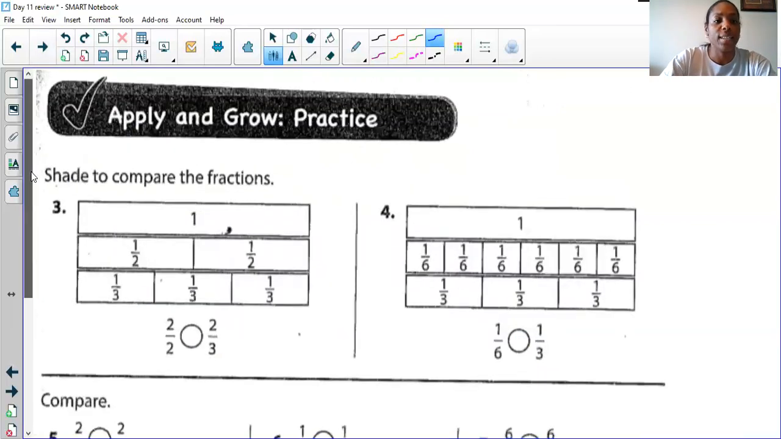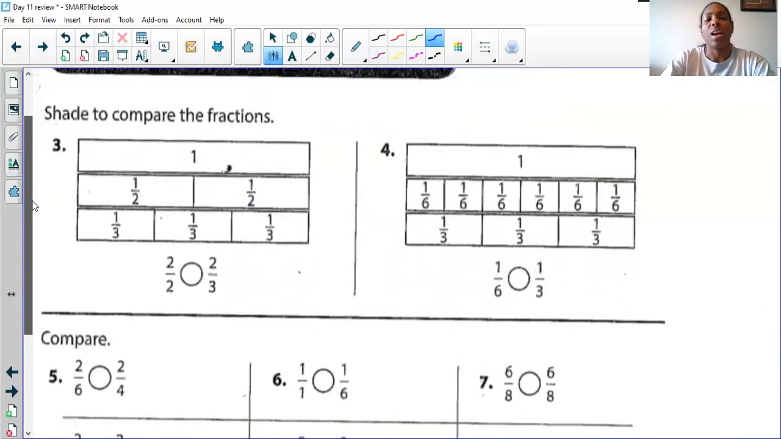So shade to compare the fractions. I'm not going to assist you with 3 and 4 because I kind of just did. We've been practicing it, so I think you can do that on your own. So at this time, I'm going to go ahead and pause the video and allow you to complete 3 and 4 on your own.